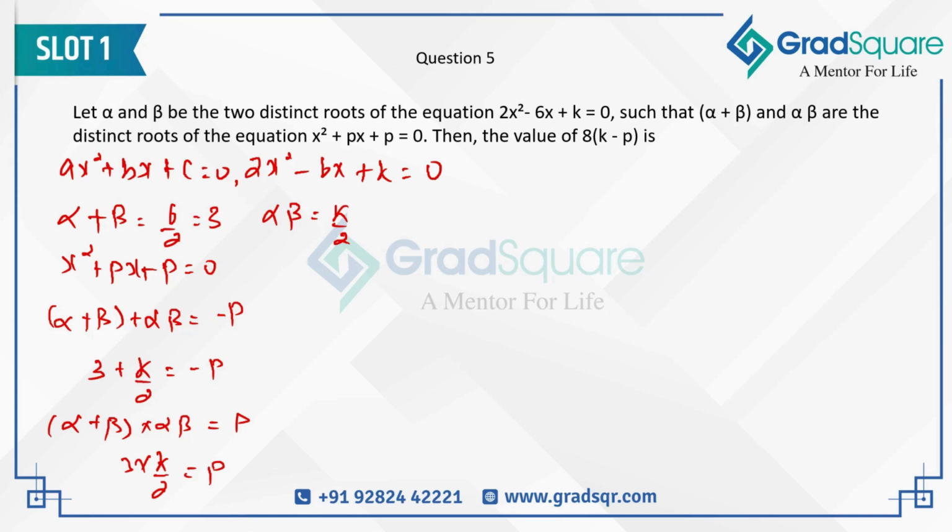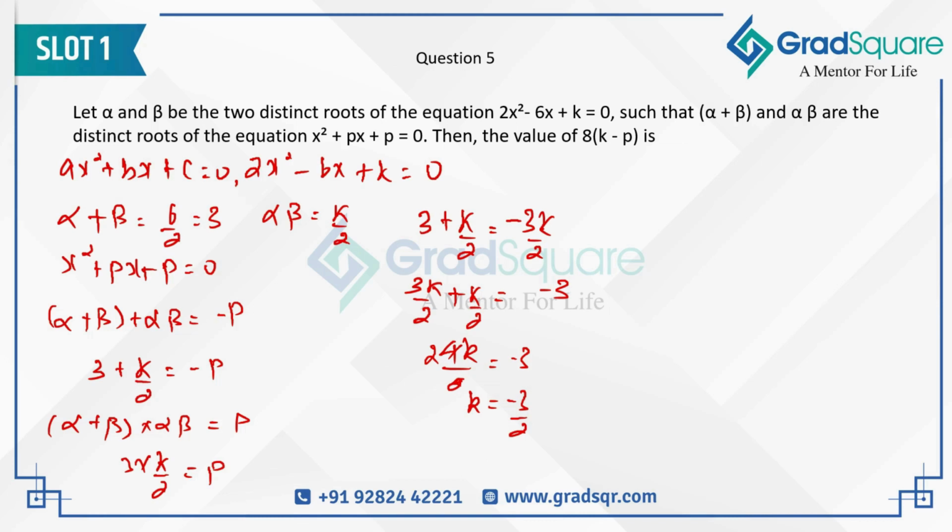So I'm going to substitute the value of p in this equation. I'll be getting 3 + k/2 = -3k/2. Bringing the variable to one side, it will be 3k/2 + k/2 = -3. So 2k = -3, so k will be equal to -3/2. Substituting the value of k in the second equation, I get p = 3k/2.